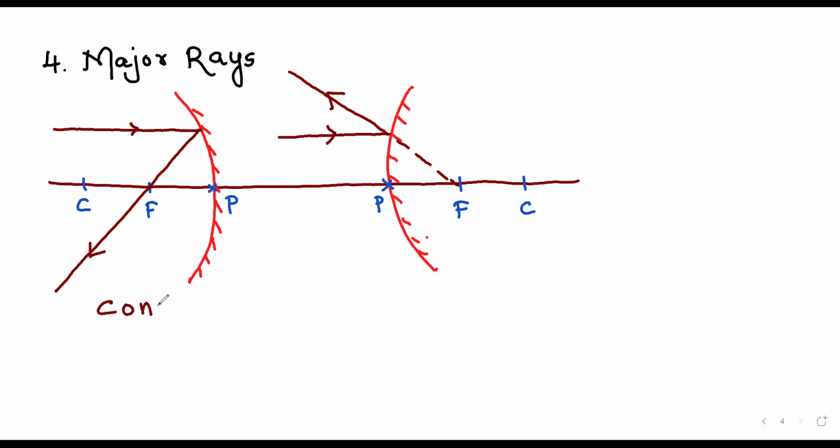So what type of a mirror is this? This is a converging mirror. And convex mirror is diverging. So this is the first ray. What is the first ray? Parallel ray after reflection will go through focus.